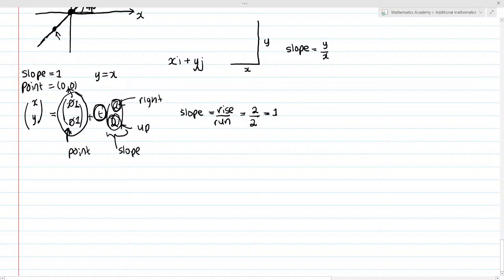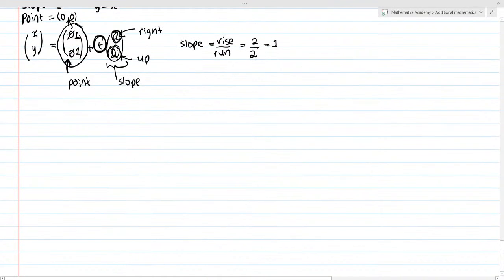I just need any point that lies on the line. But it's best always to choose the simplest option in every case. And in this case, the simplest option for the point is (0, 0). And the simplest option for the slope part is (1, 1), because (1, 1), as we said, gives you a slope of 1. Right? Because you put the rise part over the run. And it gives you 1, which was the original slope of the line.